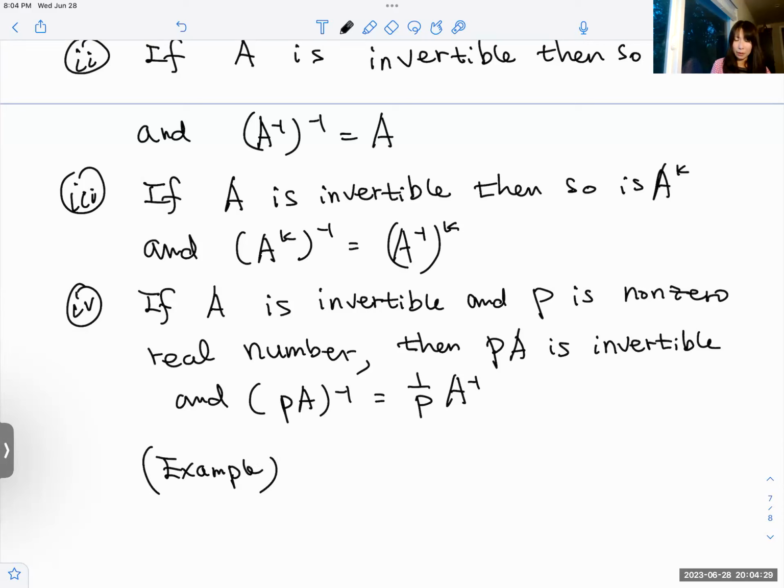If we have a number 5, then we can express its multiplicative inverse. That is the same as 1 over 5, right? So if it is a number, we can express it this way. Make sense?